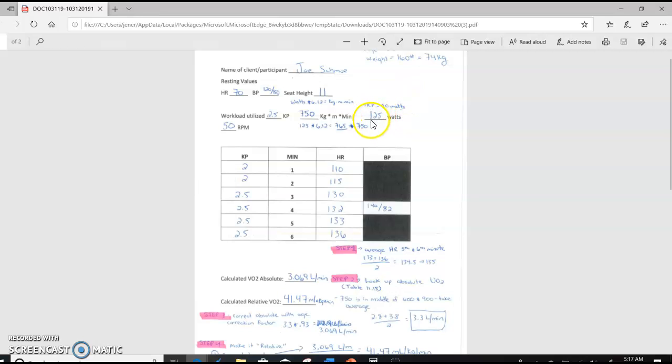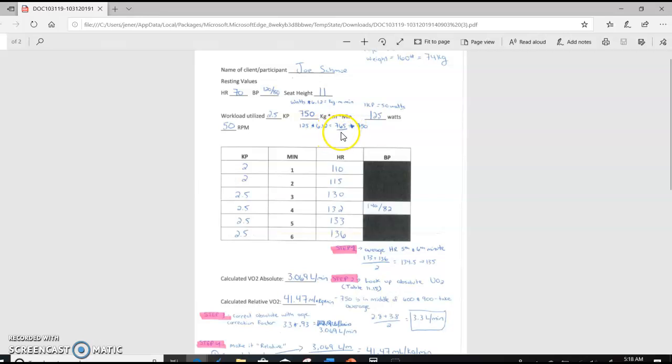So that means that you have 125 watts. Your conversion for watts to kilogram meters per minute is the watts times 6.12. So I did that under here. So I did 125 times 6.12, and that gives you 765.